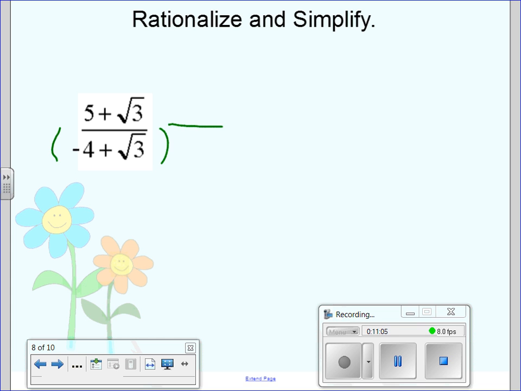Okay, so, excuse me. All right. You have to actually group the top and bottom, because the top and bottom are both 2 terms. What conjugate do you think we should put here and here in our new created blank spaces? -4 minus radical 3. -4 minus radical 3.